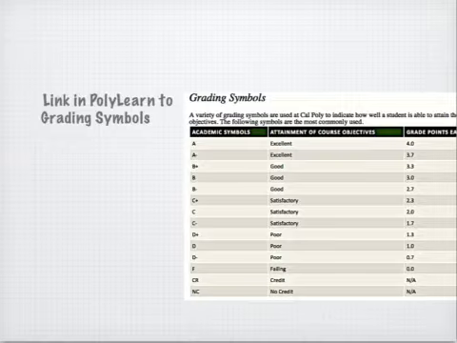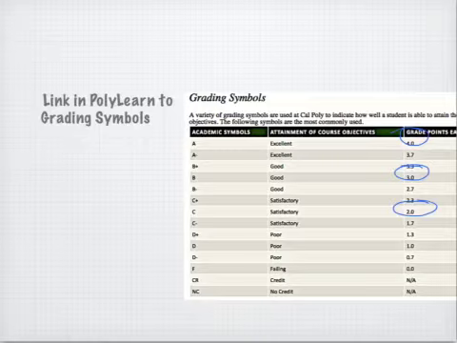You'll see in this week's section of PolyLearn that I've given you a link to the grading symbols that are consistent with the grades you've received from Cal Poly and from most other places. If you click on that link, you'll see that an A is 4, a B is 3, and a C is 2. Most of you could have probably told me that. What we sometimes don't remember is that if you have a B plus, that's a 3.3, an A minus is a 3.7, and so on.